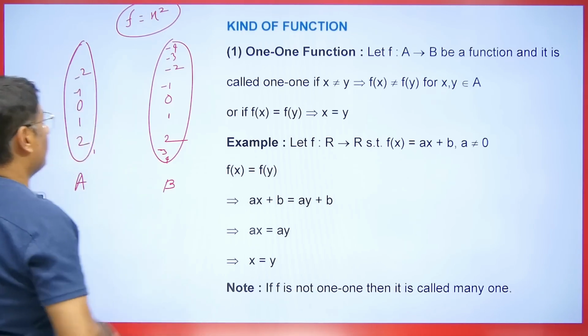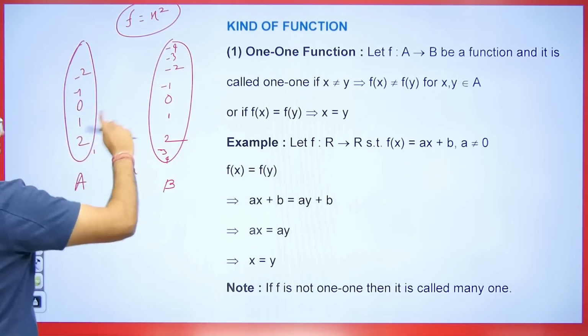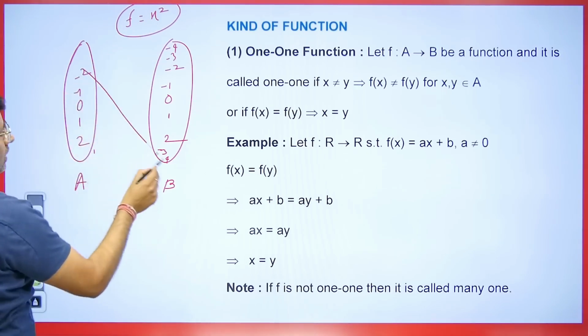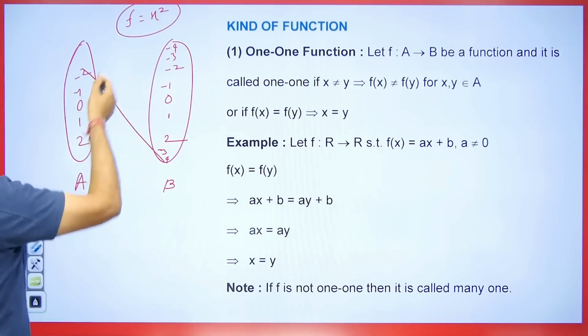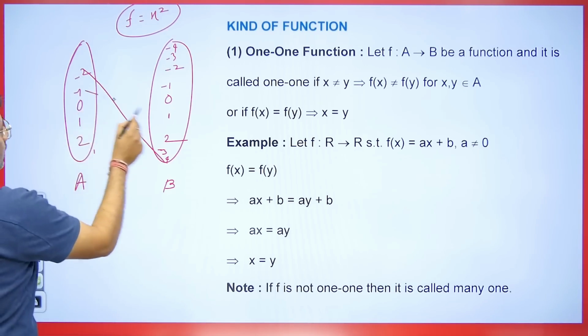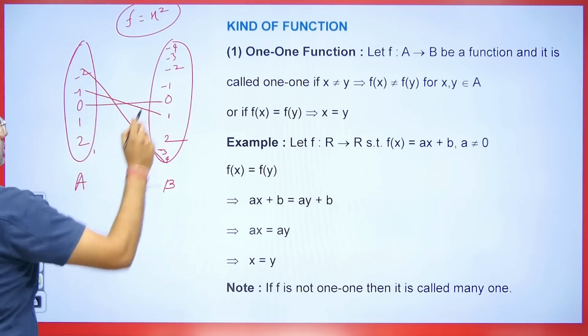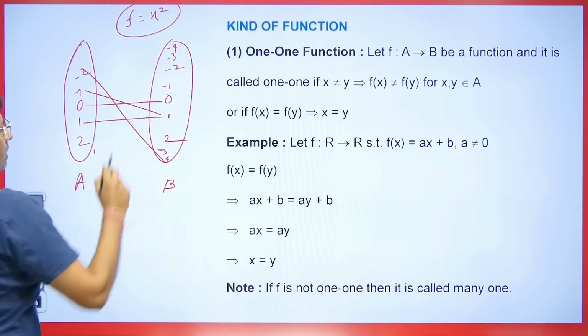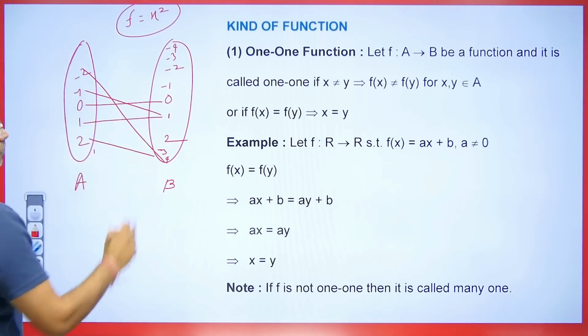So what we will do here, f is equal to x square. First of all, I will put 0 here, -2. So what will be square of -2? It will be 4. And then square of -1, it will be 1, right? Now square of 0, it will be 0. Is it clear? And then students, we have the square of 1, which is 1. And what will be the square of 2? It will be 4, right?